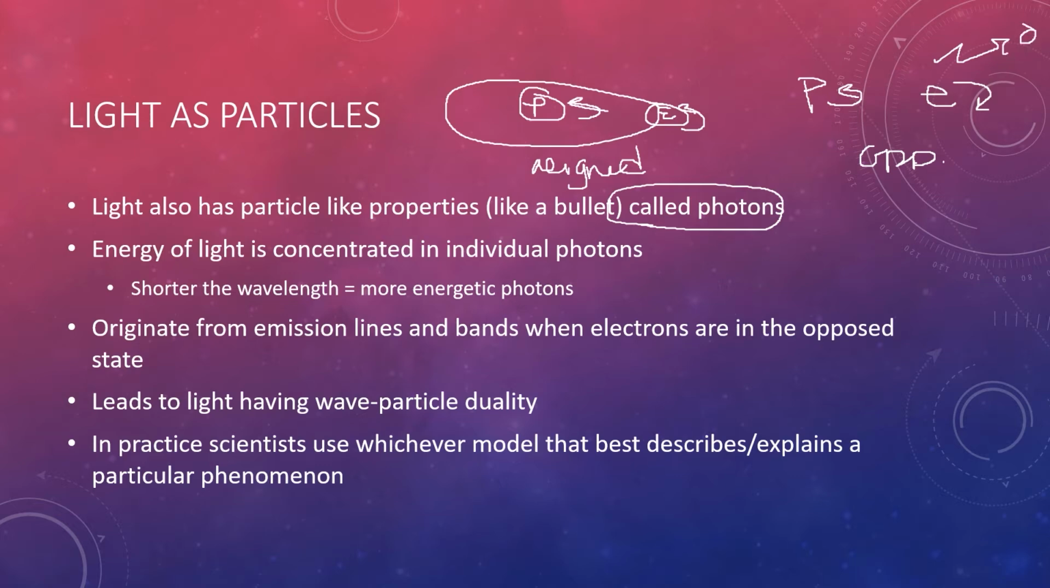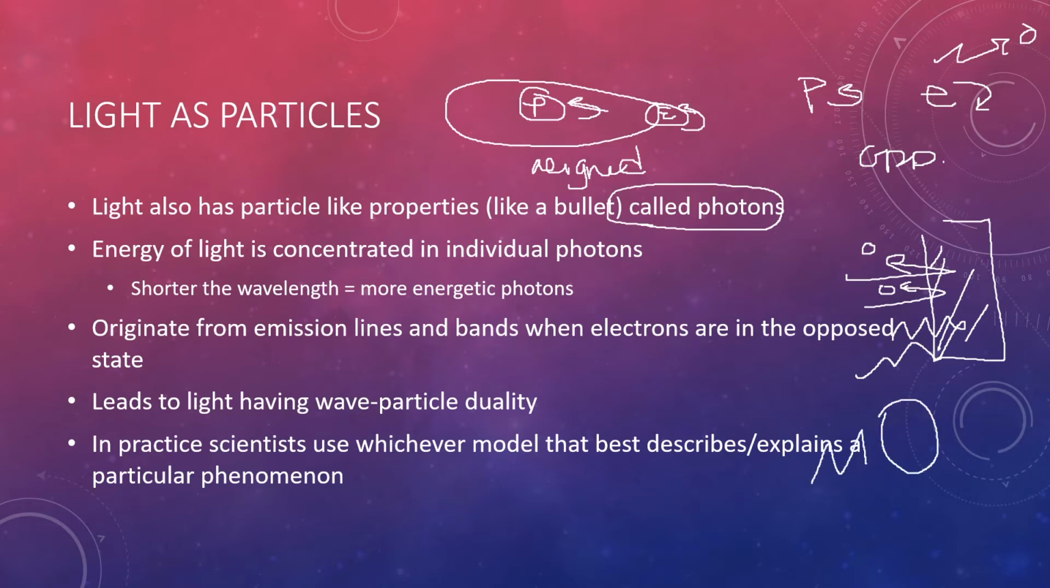In practice, scientists will use whichever model best describes or explains a particular phenomenon they are studying. So for example, a mirror. Light reflects from a mirror, and this is easier to imagine if you imagine photons striking the mirror and bouncing back off. So here's our mirror. Light essentially bounces off as little photons rather than a wave hitting and bouncing back. But the focusing of light through a lens is better understood if you imagine it as a wave.